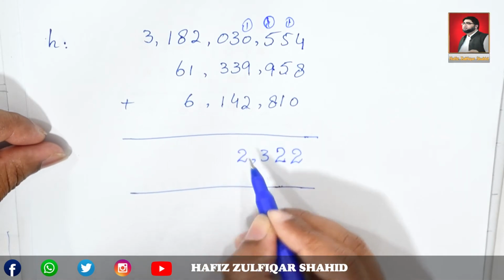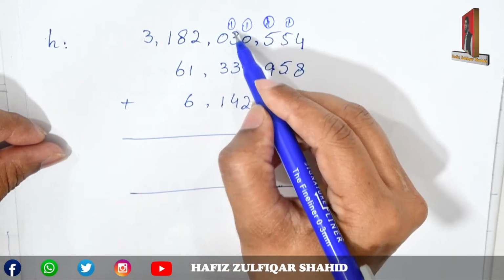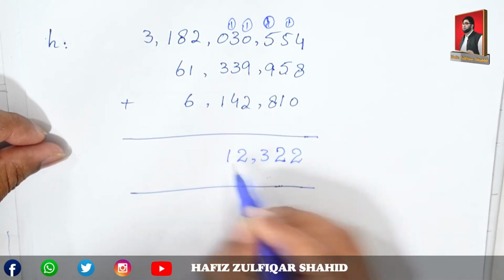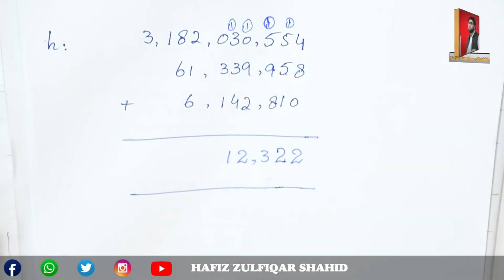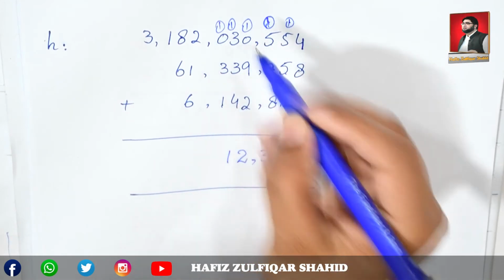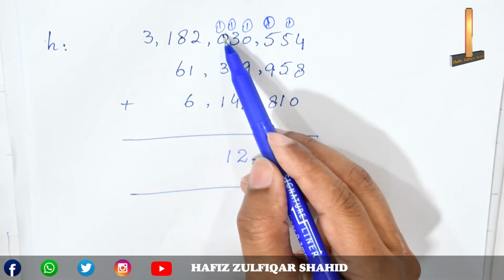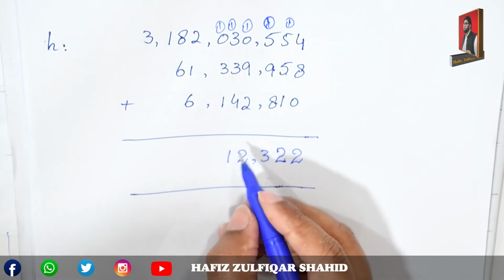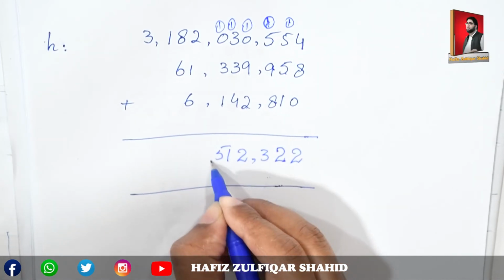12, 2. Add all three numbers. It will be 11. 1 and take 1 carry to next column. Now add all these three numbers. It will be 5.